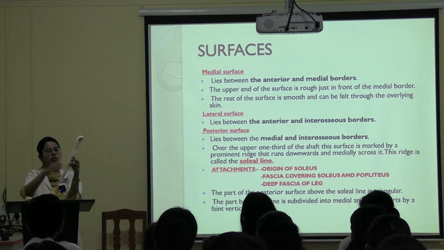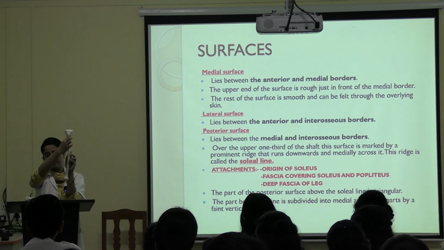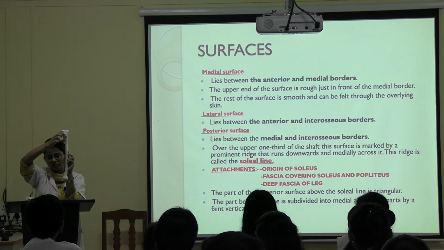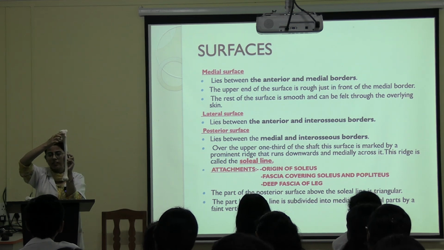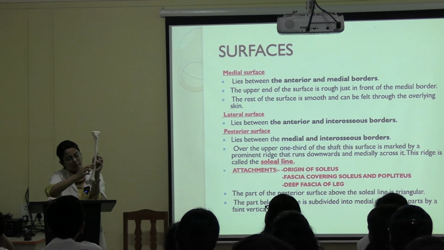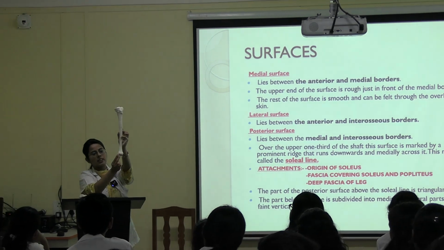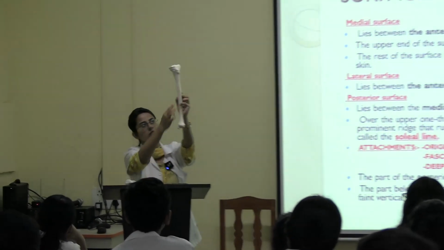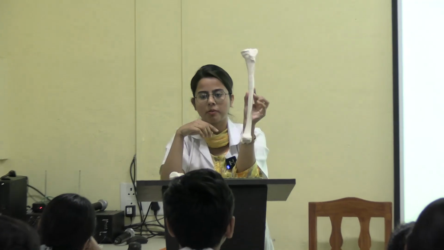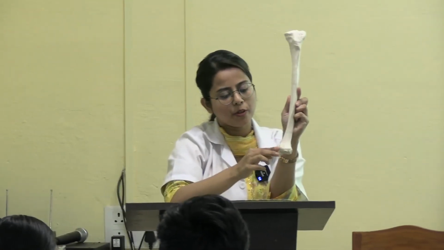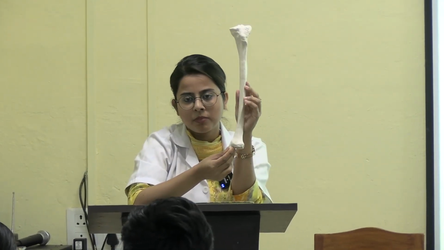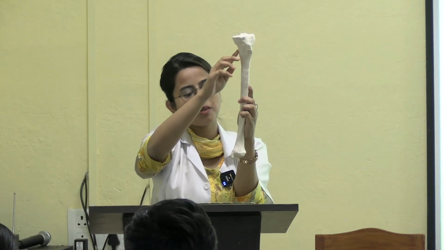So this anterior border will begin from here. What is this structure? Tibial tuberosity, and it will come down and it will form the anterior margin of the medial malleolus. If you hold the bone, you will be able to appreciate it. So the anterior border will begin from the tibial tuberosity, and in the lower end, it will form the anterior margin of the medial malleolus.